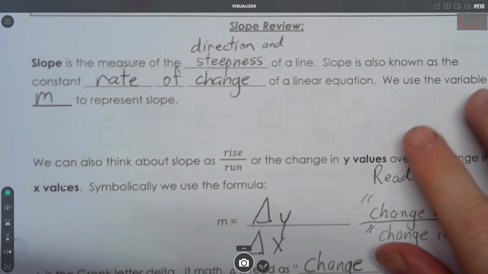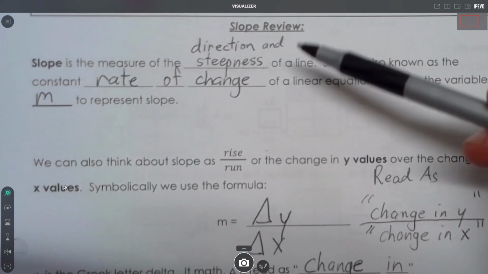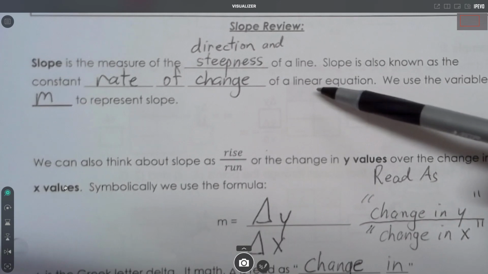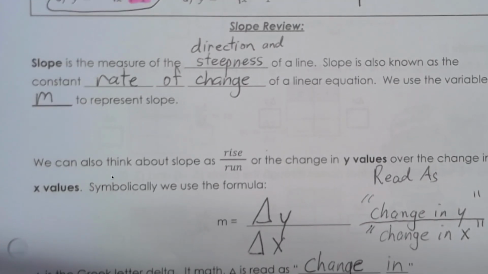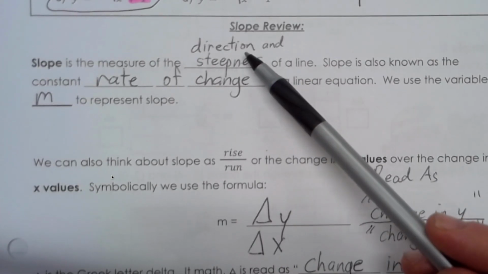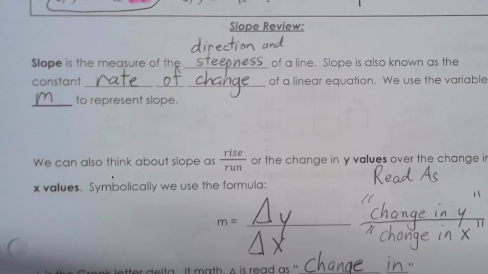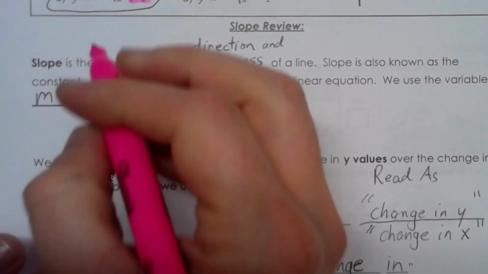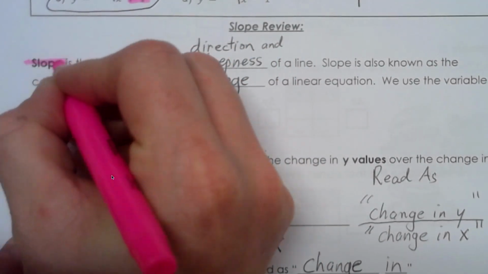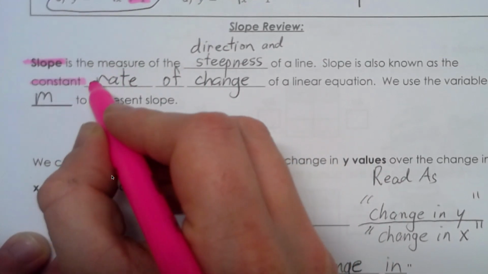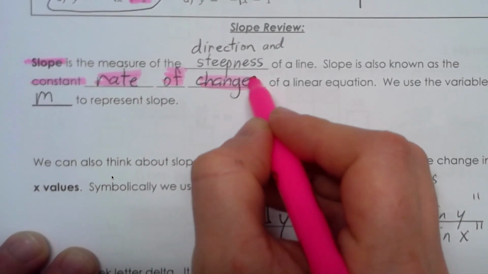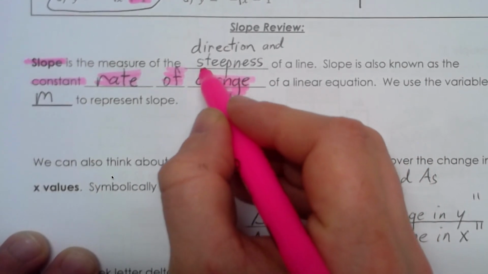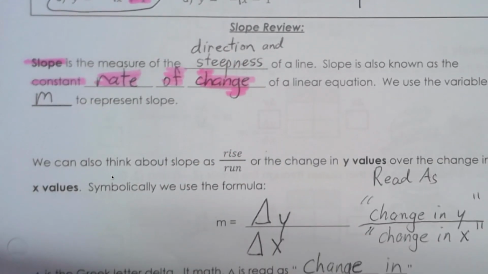Slope is the measure of the direction and steepness of a line. Slope is also known as the constant rate of change of a linear equation. So you need to know that the words slope and constant rate of change are going to be used pretty much interchangeably. That means they both mean the same thing. We can use one to mean the other. Slope and rate of change mean the same thing.